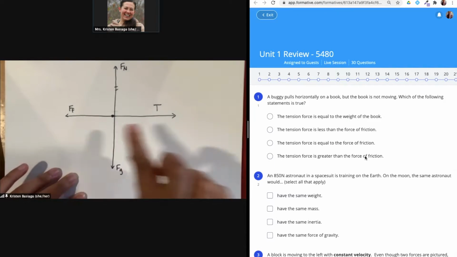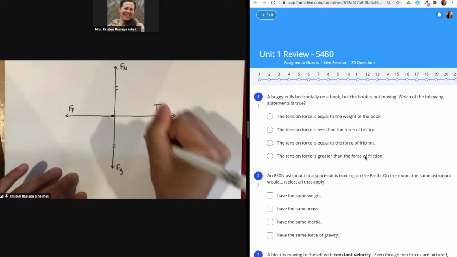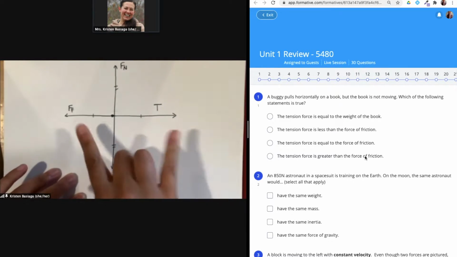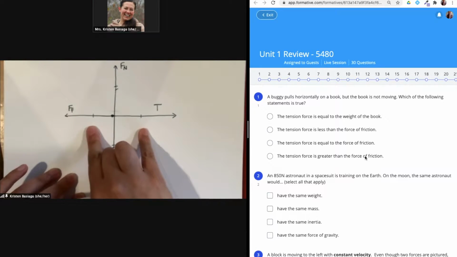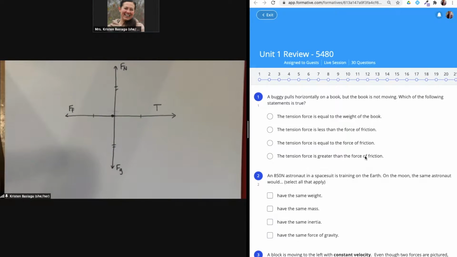The friction force will balance the tension, so I'm going to label these forces with a little dash to indicate these forces are equal magnitude. All of that is from this little special phrase, is not moving. That indicates static equilibrium. So which of the following statements is true based on the free body diagram we just did? I see that tension must be equal to the force of friction, not the weight. Notice that the weight and tension are not equal to each other because they're not in the same direction. So tension is equal to the force of friction.